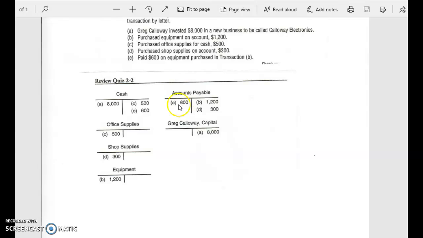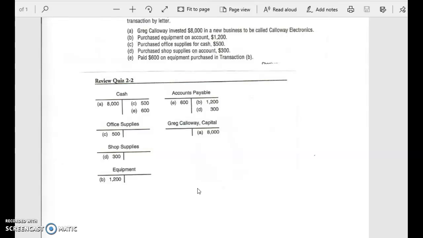Now we're also reducing cash, so our credit entry this time is going to be for cash because it's the other part of the entry, and we are identifying it by transaction E and $600 credit. We're entering it on the credit side because remember cash has a normal debit balance and we need to reduce it. So we are making a credit to cash. So both of these accounts are being reduced, one by a debit and one by a credit.